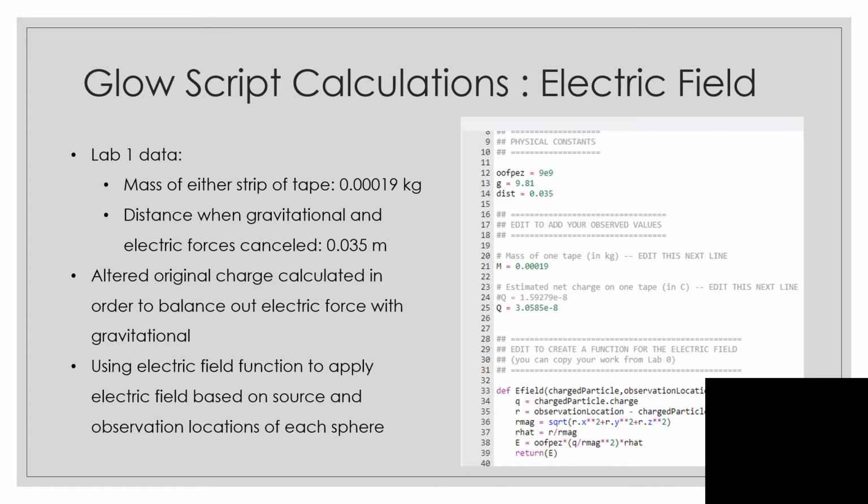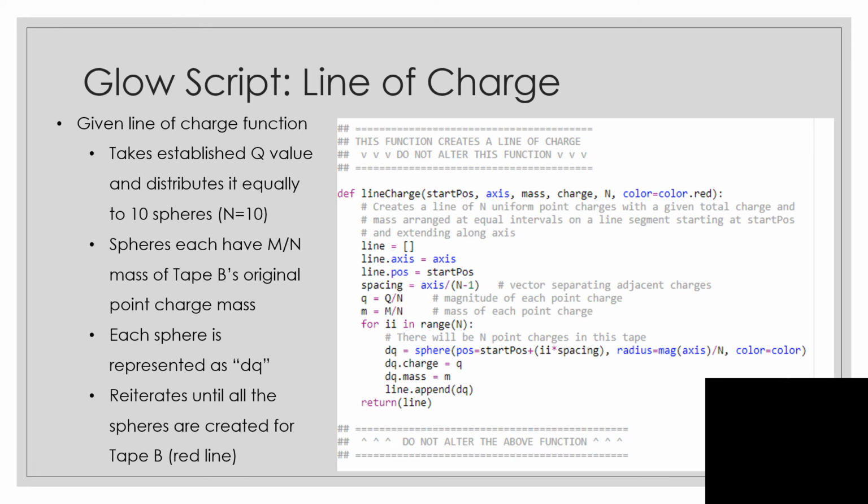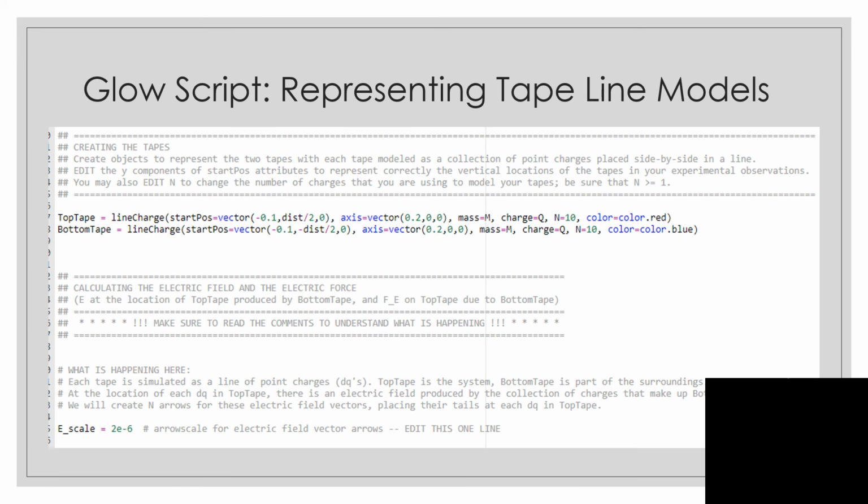First, we established our electric field function, which calculates the electric field based on certain observation and source locations of objects. Then, with the use of a given line charge function, we can separate the pieces of tape and represent them as two lines of spheres, with each sphere, dq, having a charge of q divided by n, with q being the total electric charge and n being the number of spheres in each line. For this experiment, 10 spheres were utilized, with the red top line of spheres representing tape B and the blue bottom line representing tape A.